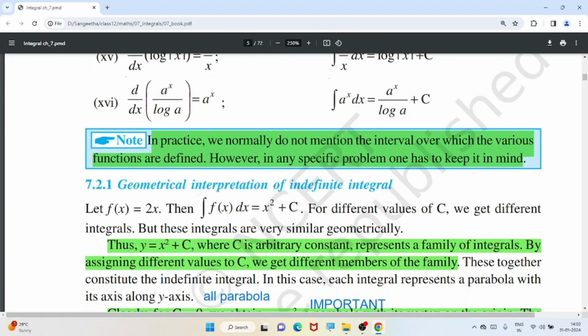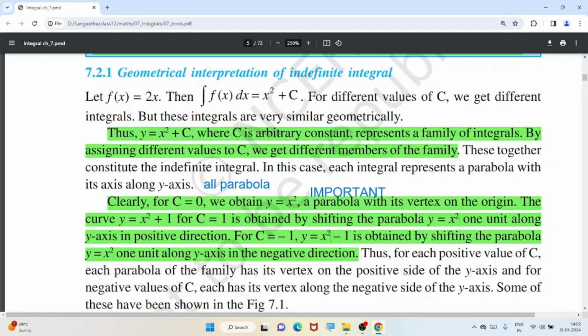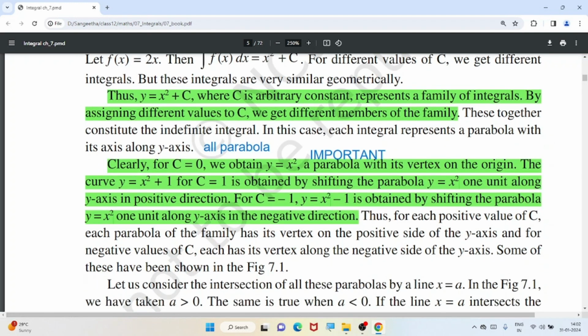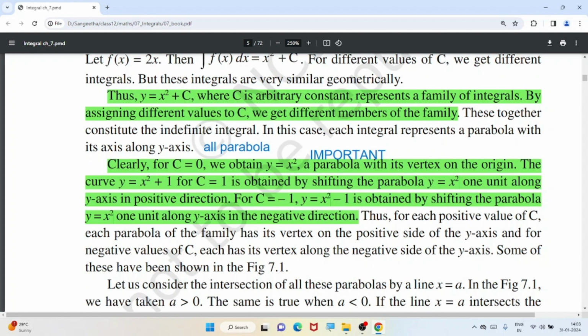The formulas do not mention the interval over which the various functions are defined. However, in any specific problem, one has to keep this interval in mind. Geometrical interpretation of the indefinite integral: here x square plus c, where c is an arbitrary constant. By varying c, we get different curves, but we obtain y equal to x square, a parabola with vertex at the origin, and the curve x square plus 1. We are just varying the constant, but the curve shape will be the same.